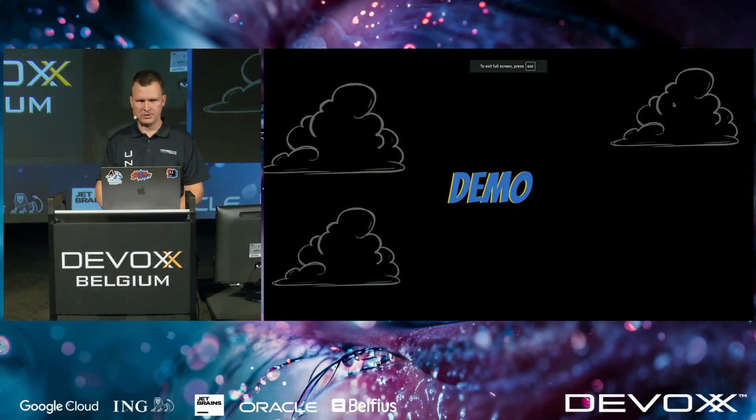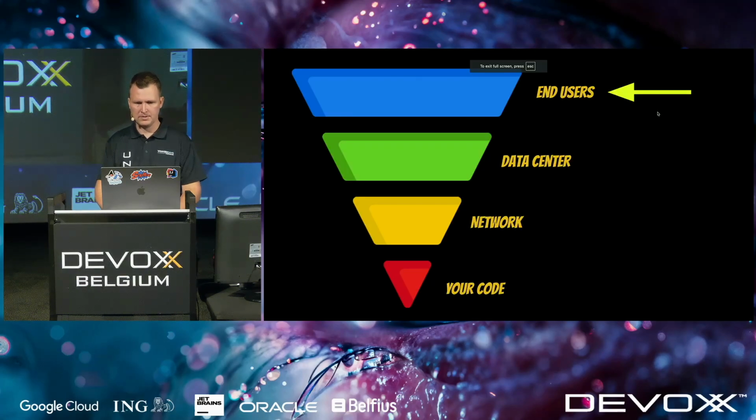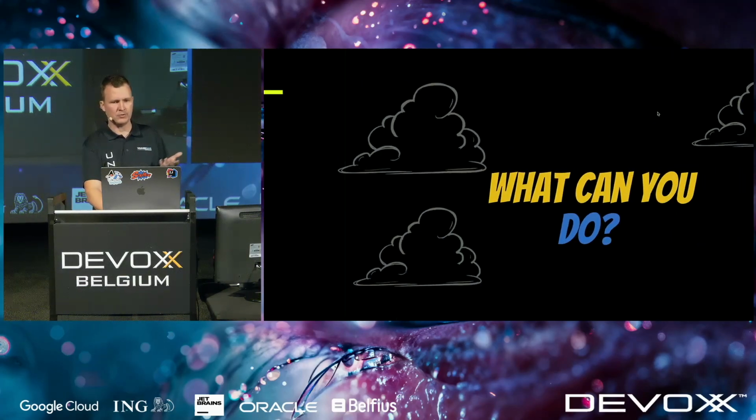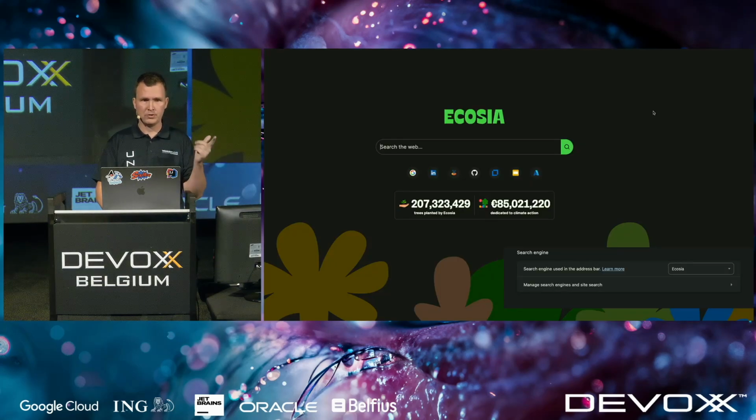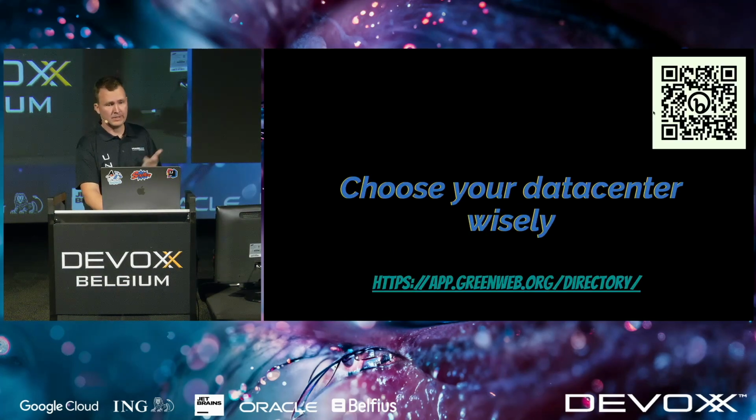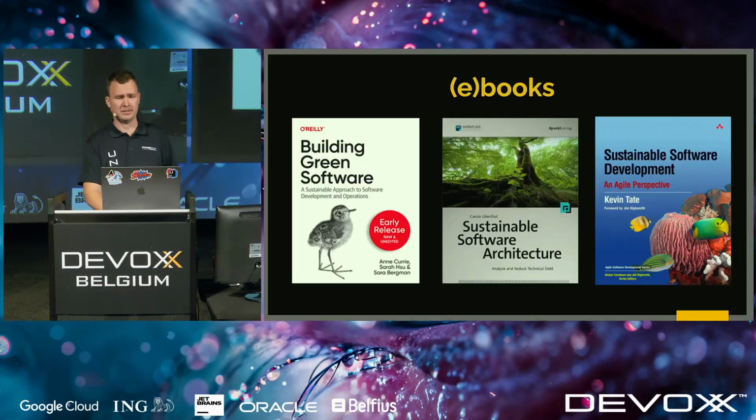So back to the slideshow, because we have 58 seconds. It's all about the end users, right? What can we do? You can learn a course, the Green Software course. It's free. You can follow it, enroll today. Use Ecosia and choose your data center wisely. Some data centers are greener and some are not, so there's a whole directory of that.